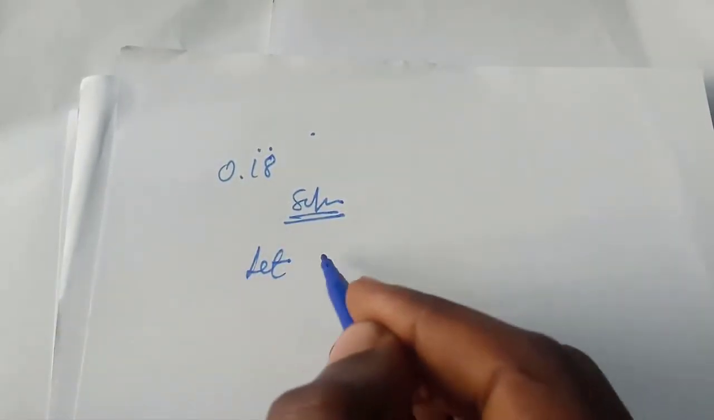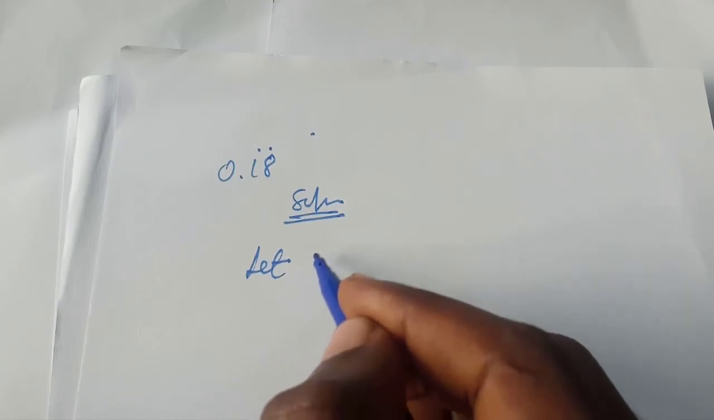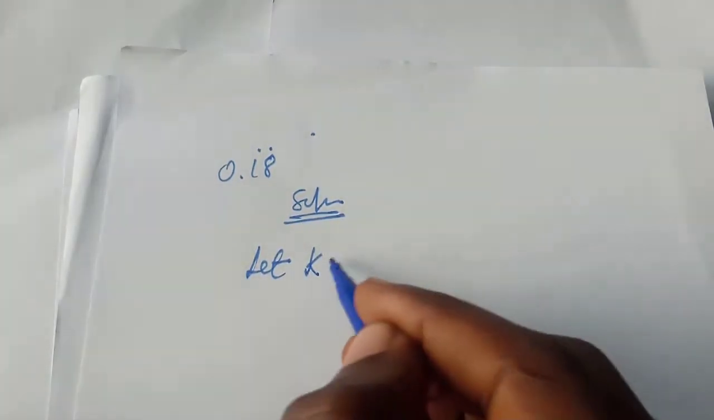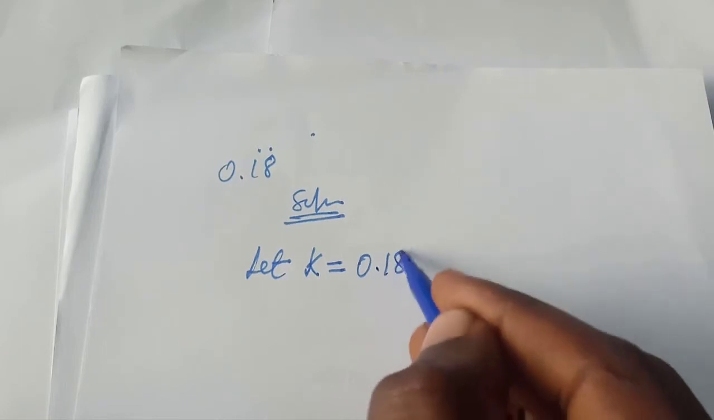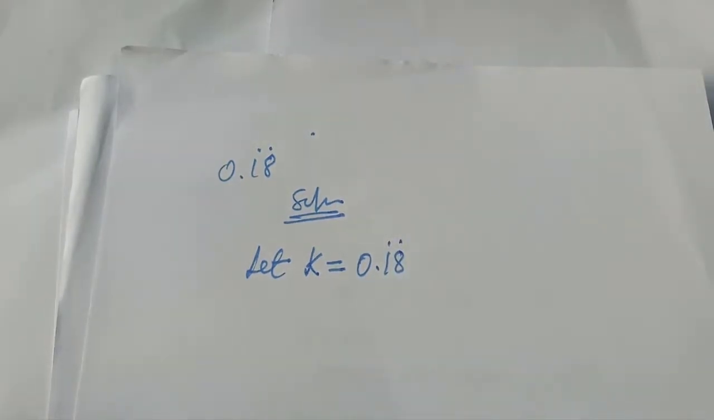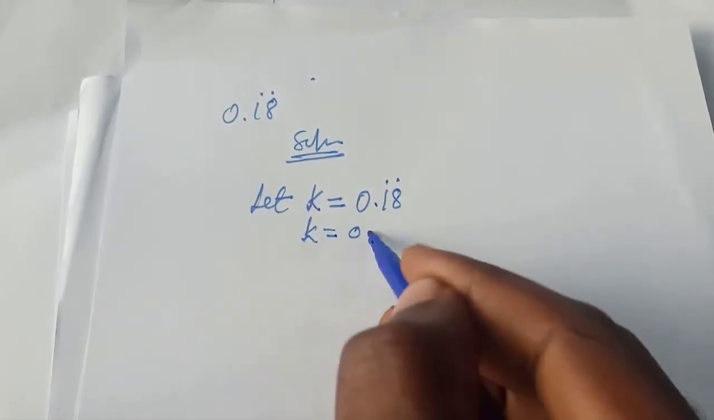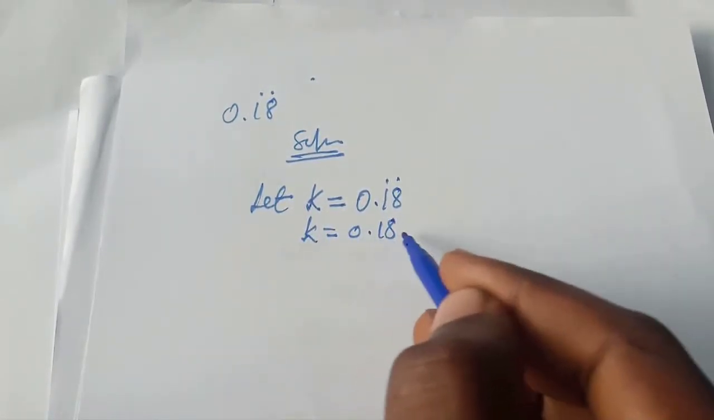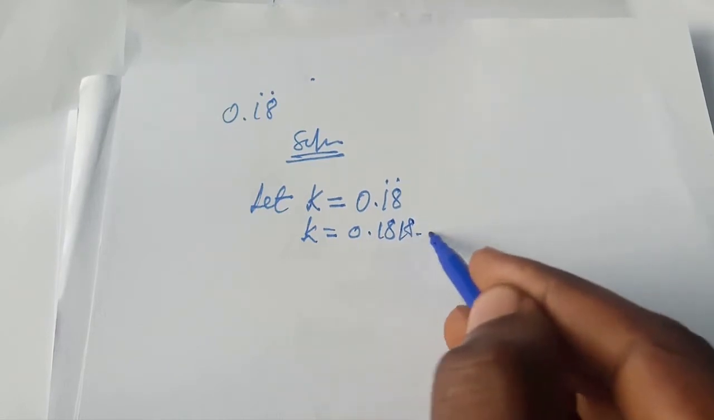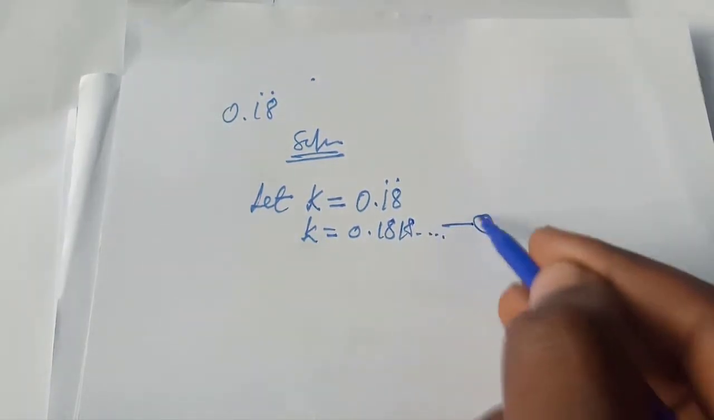You have 0.18 recurring. So same approach. We let, in this case, let me use what value? Let me use k. So let k be equal to 0.18 recurring. That's the set recurring decimal. Good. Then you write your first equation. k is equal to 0.1818. The repeating pattern is 18, so expand it a little. The number keeps repeating. And then name this one what? Equation 1.